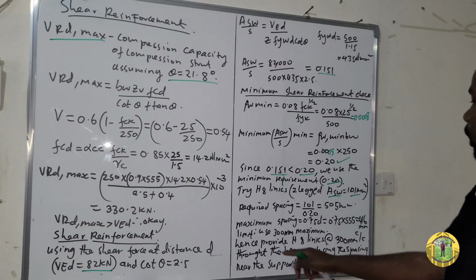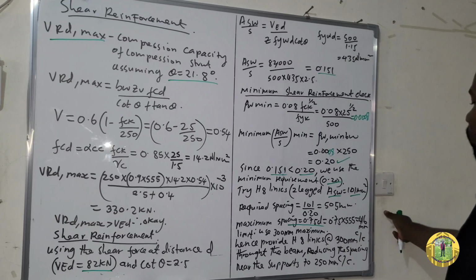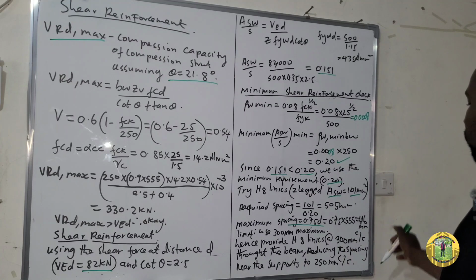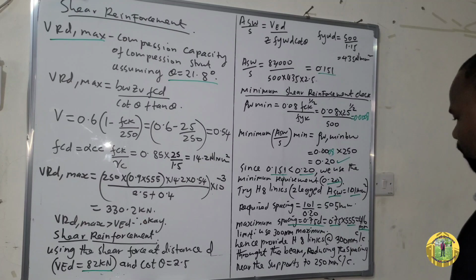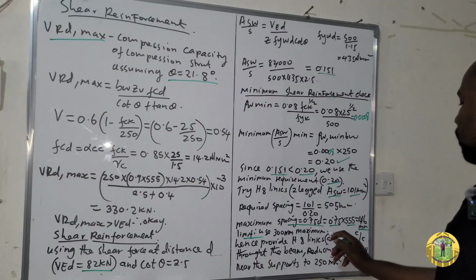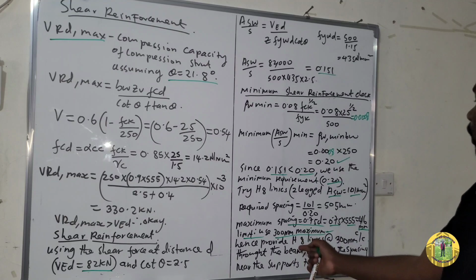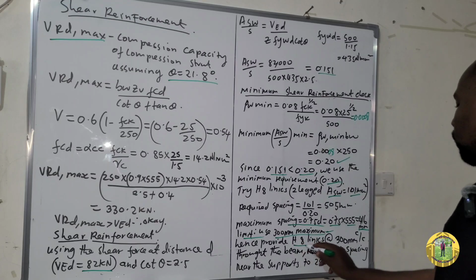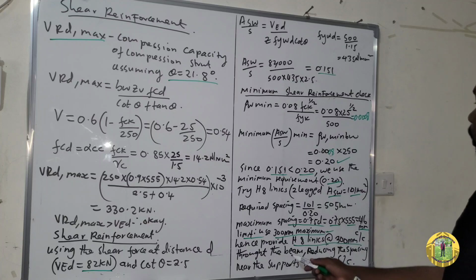This is beyond the limit. So the maximum spacing is 0.75 D. So D is 555. So 0.75 D is equal to 416 millimeter. Hence, the limit in the table is 300 millimeter maximum. So we use 300 millimeter. So hence provide H8 links at 300 millimeter center to center throughout the beam.